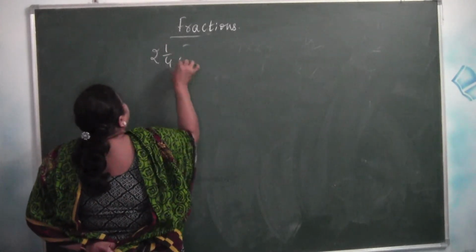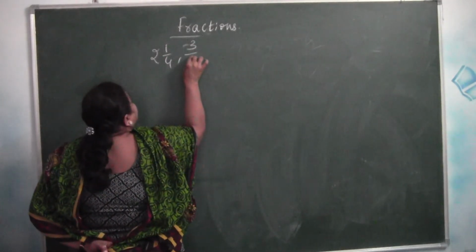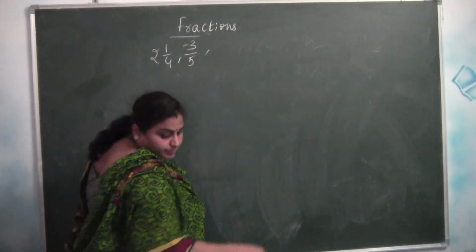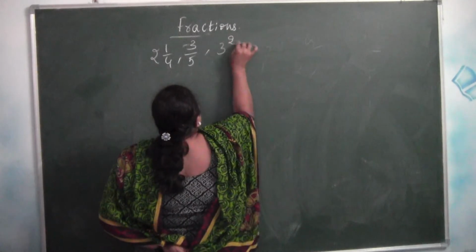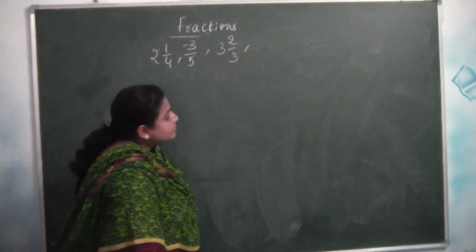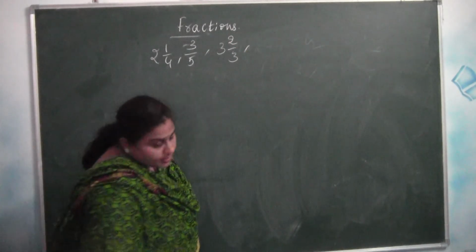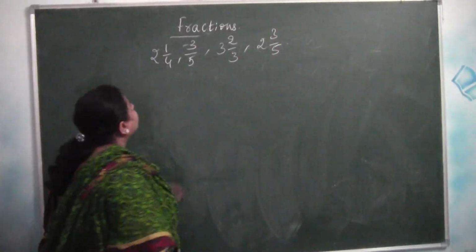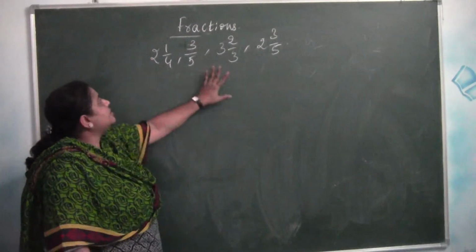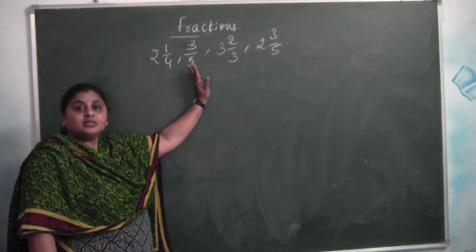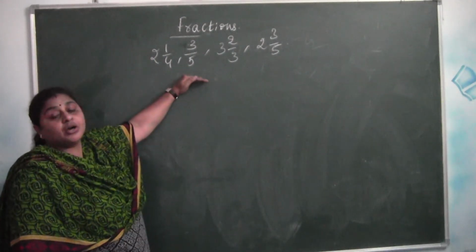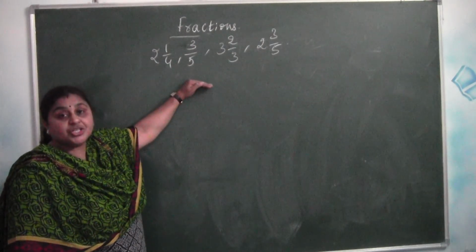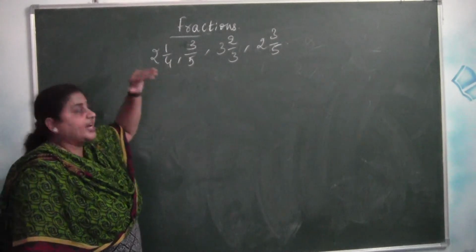2 1 by 4, 3 by 5, 3 2 by 3, 2 3 by 5. Okay, now here I have mixed fractions as well as a proper fraction. So before you compare, first convert the mixed fractions to improper fractions.